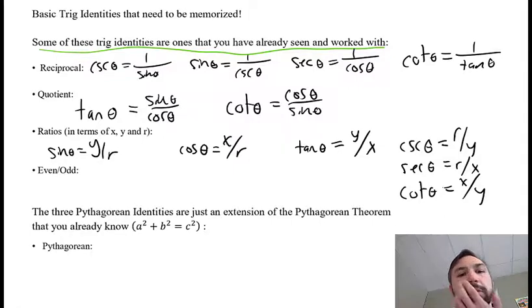Okay, so remember how sine is equal to y on the unit circle? That's because r was 1. Cosine is equal to x on the unit circle. That's because r was 1. So that's how I can keep a couple of those ready to go.